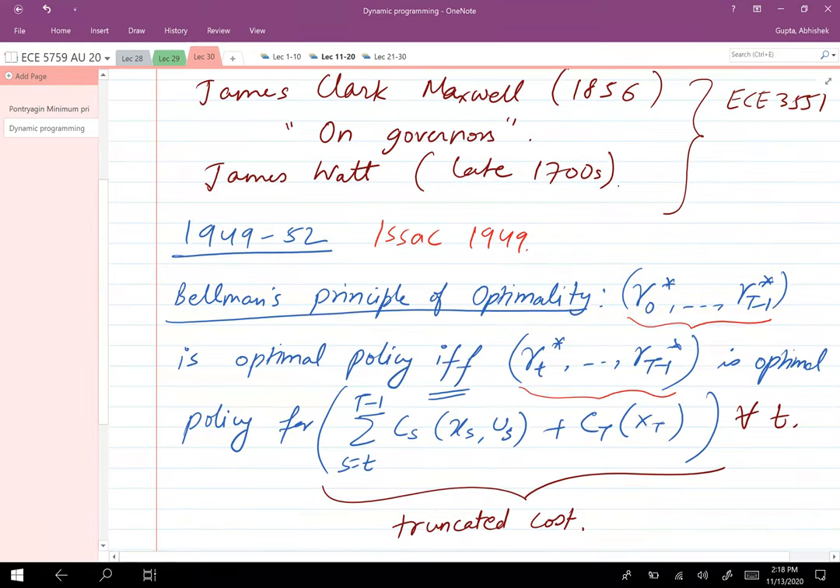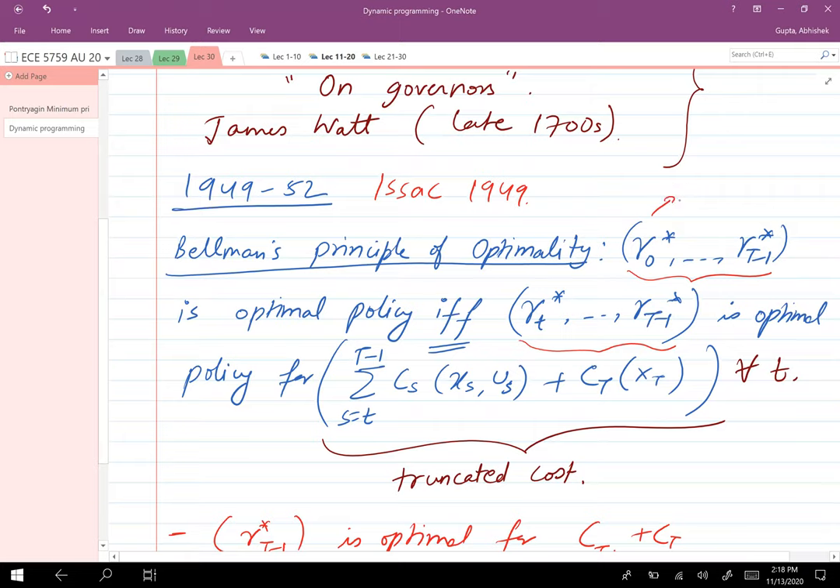Okay, so gamma star t will not depend on x naught. It does not depend on x zero. We'll see in a little bit, when we start deriving the expressions, that it doesn't depend on x naught. Good question. Any other question?